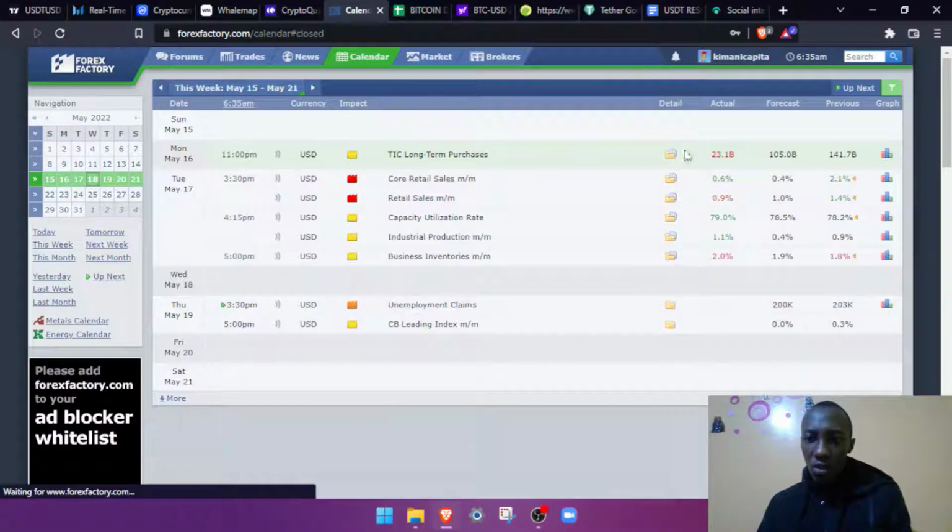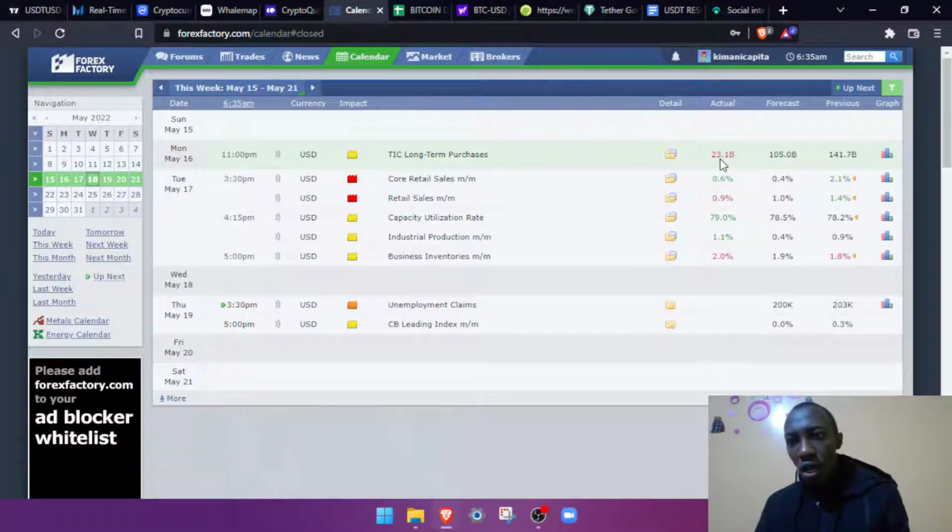So look at this. We have a 23.1 billion deficit, which means we have more people who have invested in foreign bonds and stocks than the foreigners invest in the US stocks, which is not a good indicator of how the market is going to perform long term. Okay, and then we have the core retail sales month by month and the retail sales month by month.